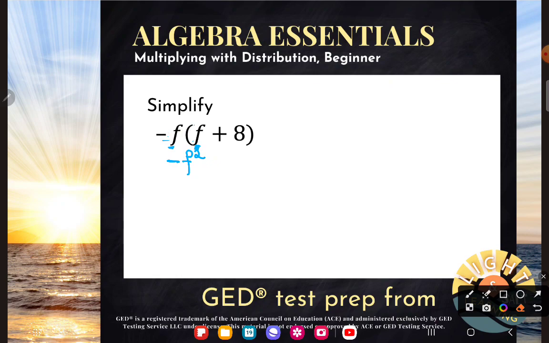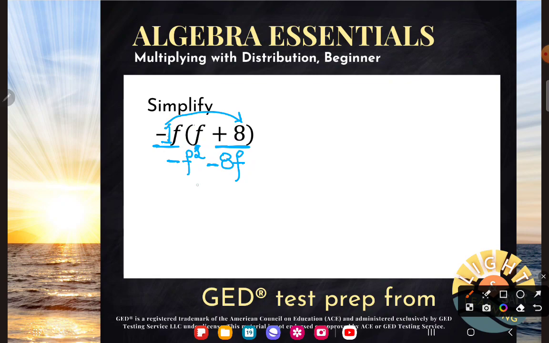All right, so now next thing here is we need to pass this negative f out to multiply with the positive 8. And again, this is a negative 1f. So negative 1 times positive 8 will give me negative 8. And then I'm just going to shove that f on the backside to say whatever f is, it is multiplying with negative 8. And I'm done.